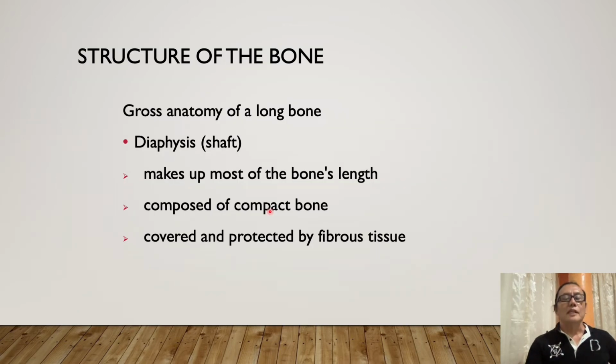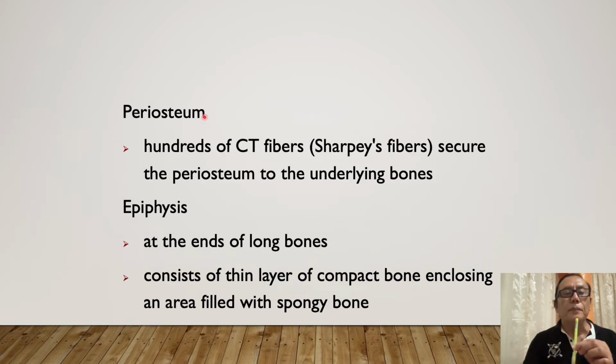Let's proceed now to the gross anatomy of the long bone. What we see with the naked eye, so we don't need a special instrument like the microscope to appreciate them. First, we have the diaphysis or the shaft, the body of the long bone. If this is your long bone, the diaphysis is this part, its body or the shaft. It makes up most of the bone. They are compact. Then we have the periosteum.